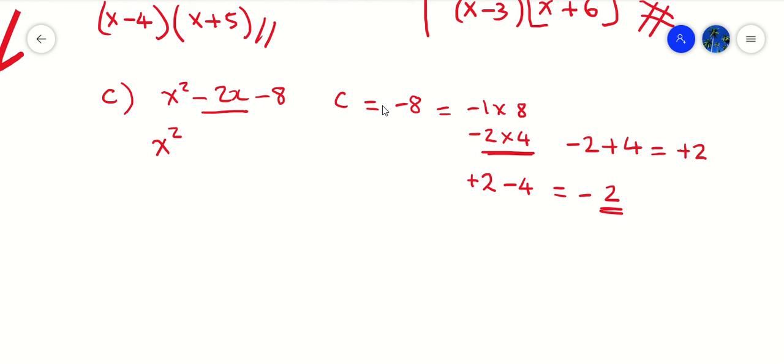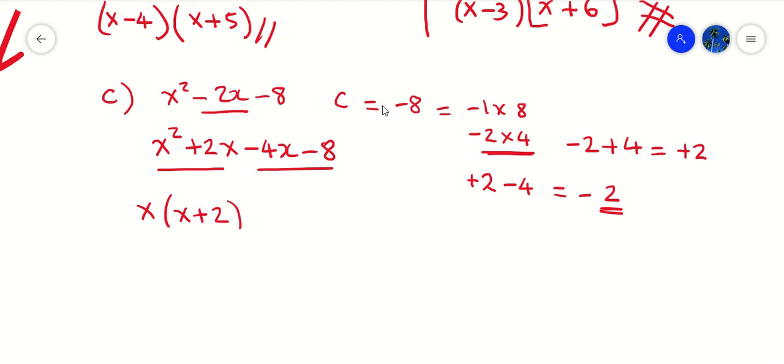Kwa hiyo nitapata x square plus 2x minus 4x minus 8. Kwa hiyo group the first two terms, the next two terms, ambayo nitapata x into x plus 2 minus 4 x. I have minus 8 divided by minus 4. This will be plus 2. This is very important. How did I get these two? I used the last term minus 8 divided by minus 4. Minus minus, it gives me positive. 8 divided by 4, it gives me 2. This is very important. This bracket and this bracket is exactly the same.